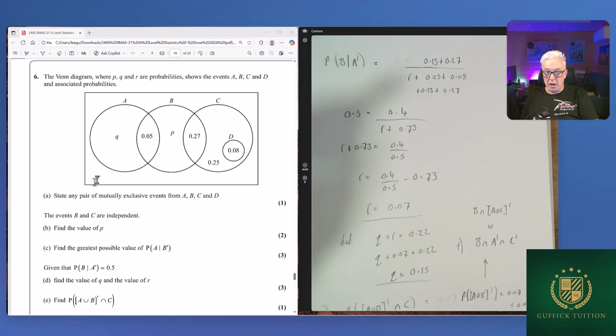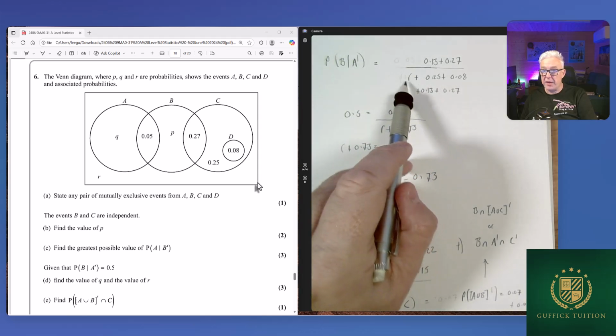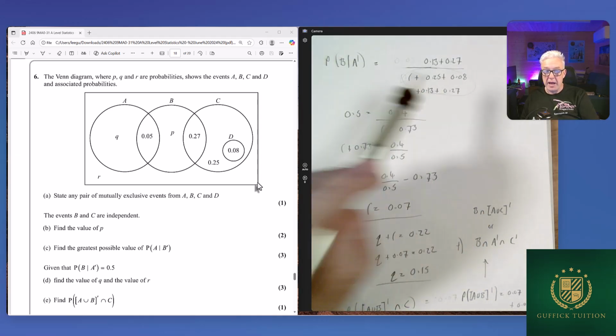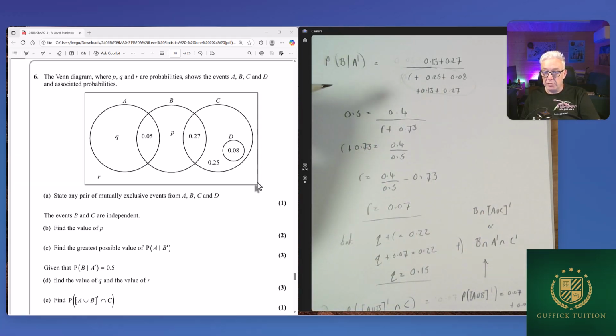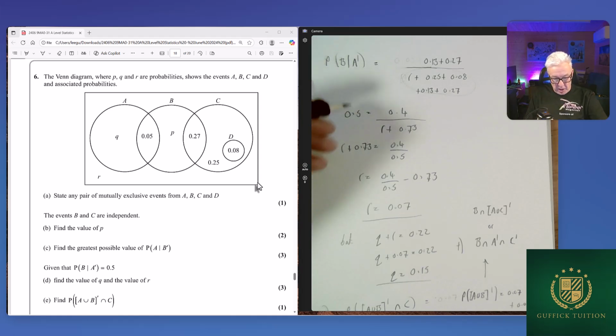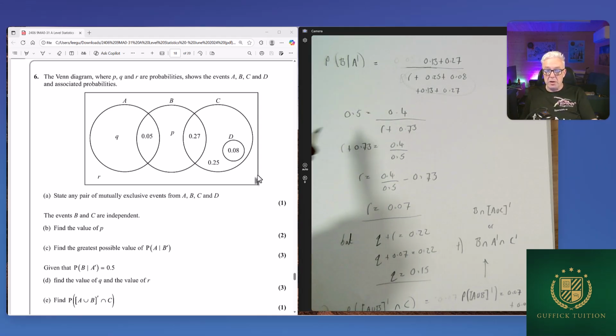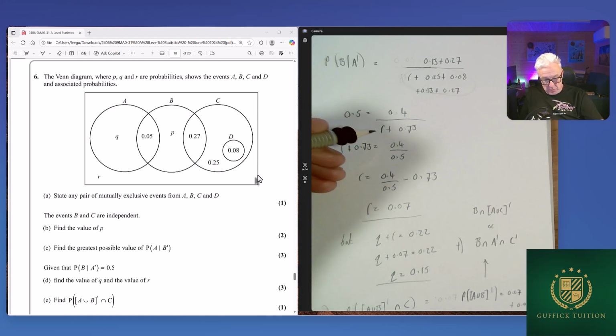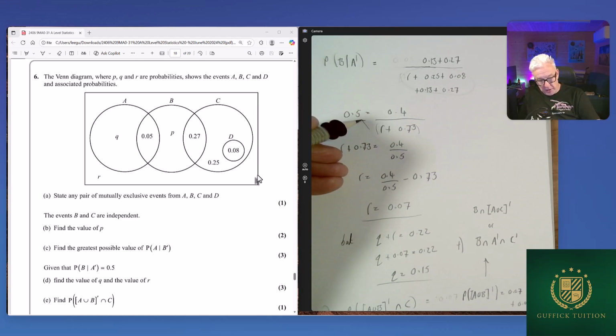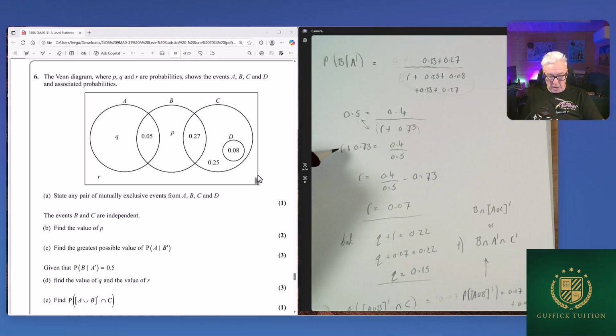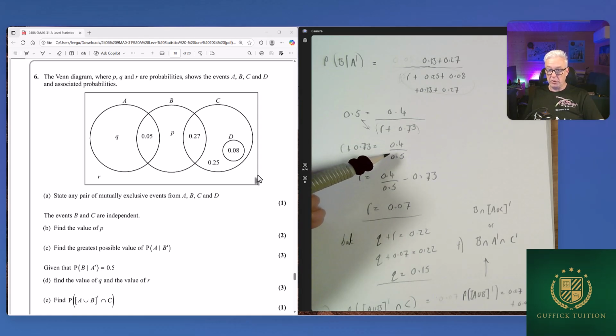So that is R, that is P, that is the 0.27, the 0.25, and the 0.08. So there they all are in the denominator, okay? Everything that's not in A. And you'll notice that the only unknown in this equation is R, okay? So we can just now swap these two over, because they can swap over. So that gives us that R plus 0.73 is equal to 0.4 divided by 0.5.